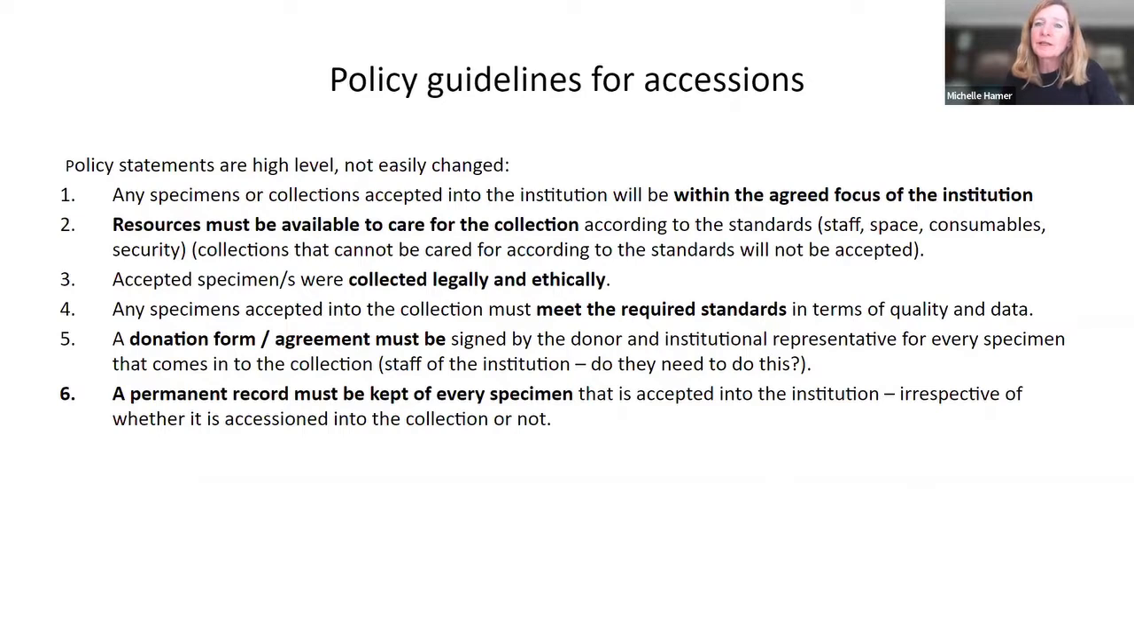And then the sixth point is that there must be a permanent record kept of every specimen that comes into that institution, whether it's accessioned into the collection or not. Everything that comes in must be documented in a permanent record.